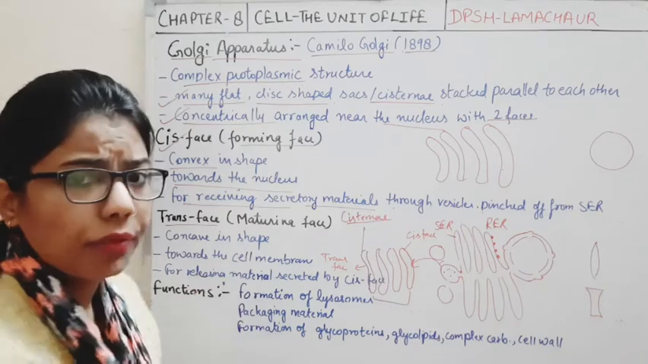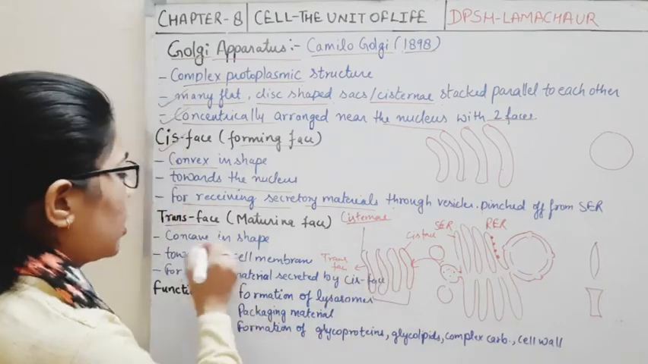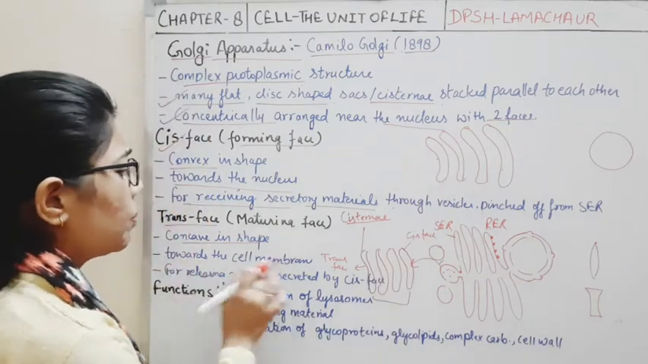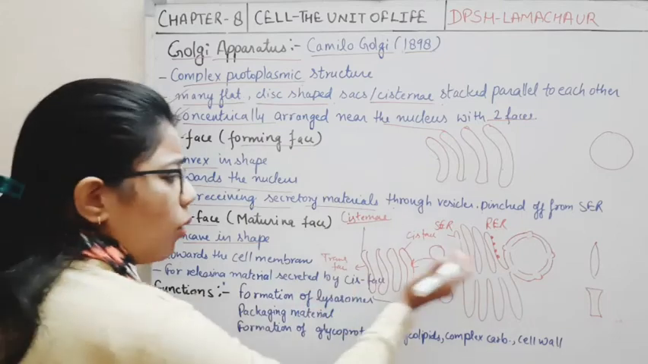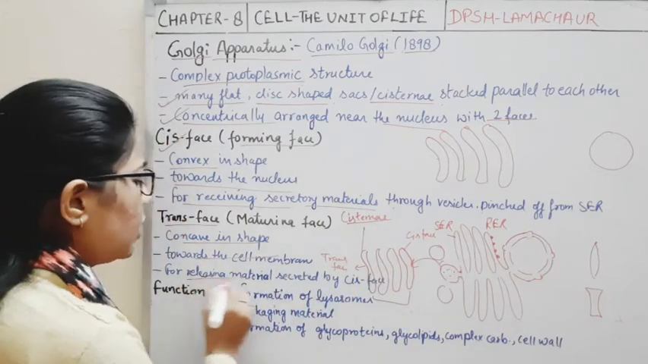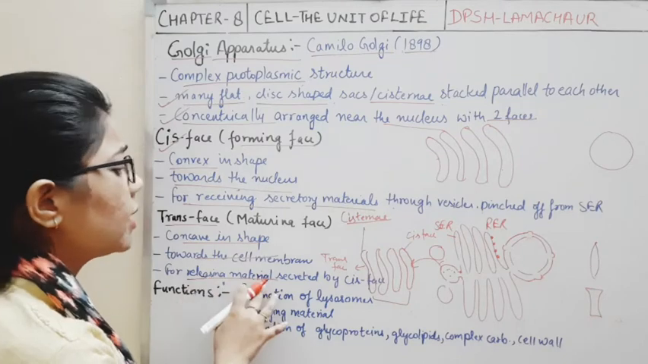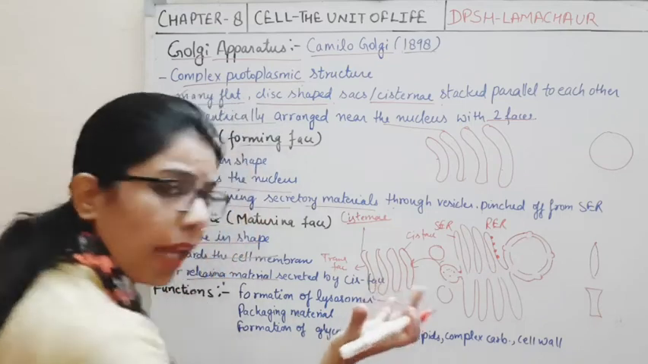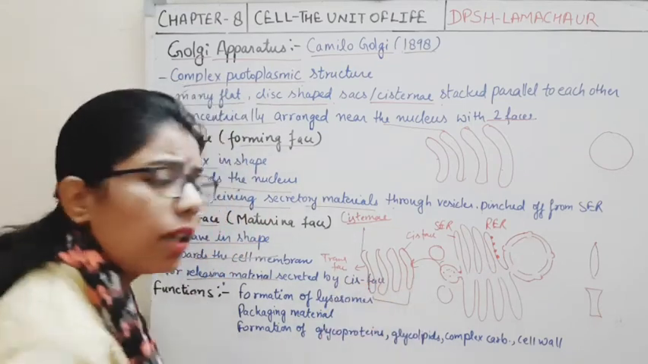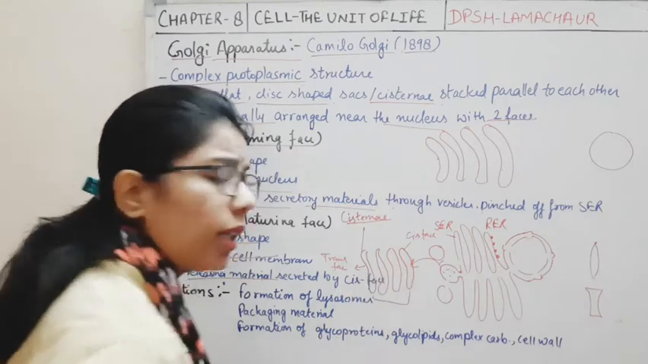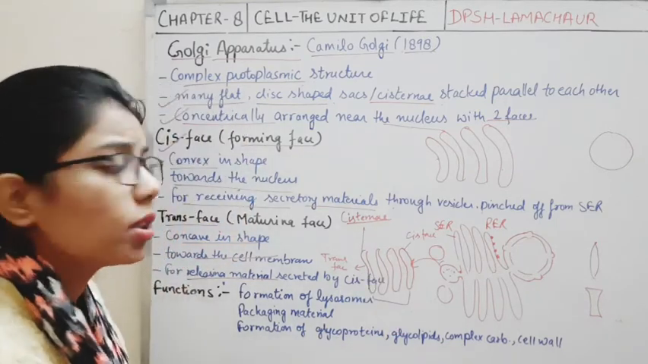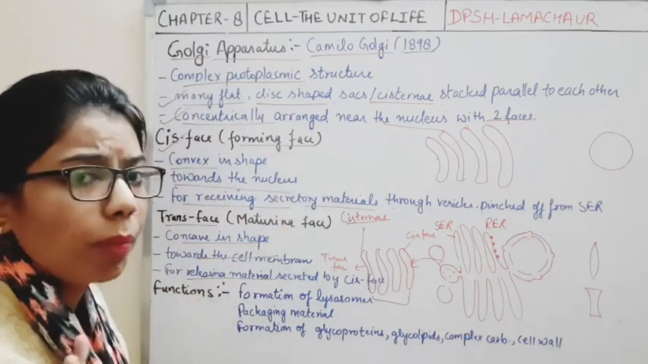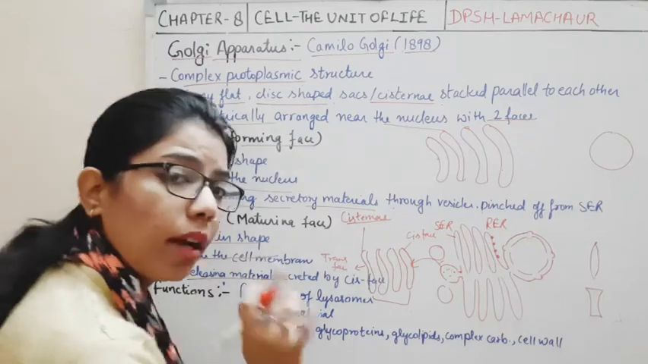Now coming to the trans face. The trans face is away from it. And the shape is concave. A cave-like structure is present here, towards the outer side of the membrane. Its role is releasing the material secreted by the cis face. Whatever material is secreted by the cis face will be received by the trans face. And here it is also adding some carbohydrate, because we know that along with protein and lipids, we need carbohydrate for the proper cell. So that comes under the functions.